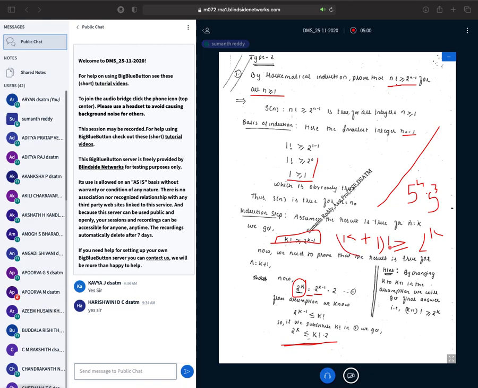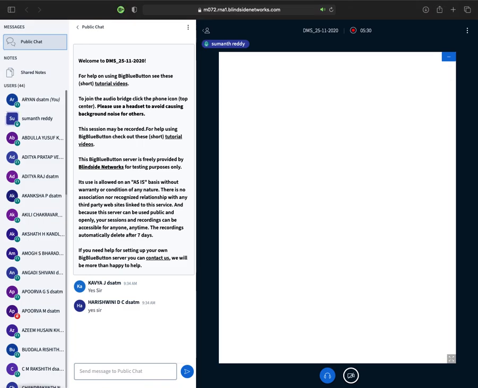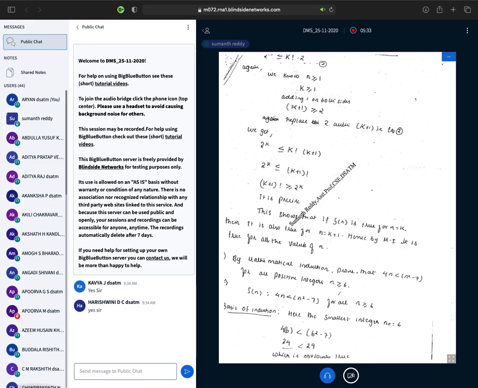Whatever statement was given in the beginning, just observe, he has told that the statement is valid for all the values of n greater than or equal to 1, right? If I replace n with k, this statement is valid for all the values of k greater than or equal to 1, correct? Because I'm replacing the value of n with k. So I have k greater than or equal to 1.